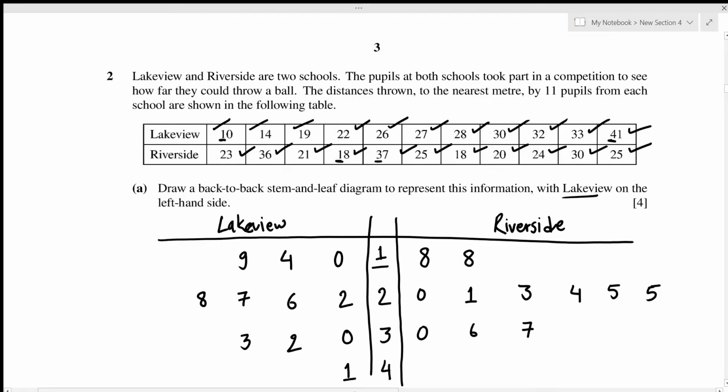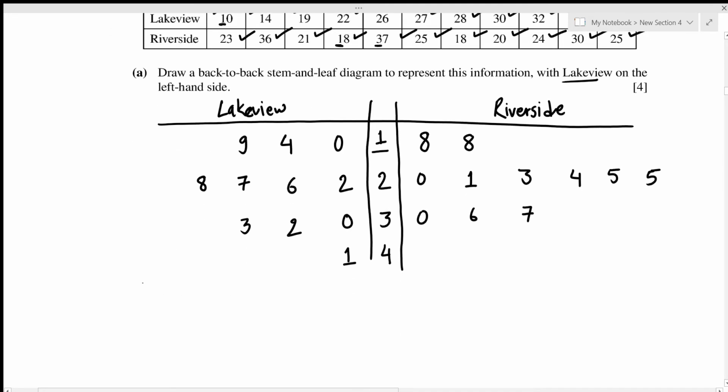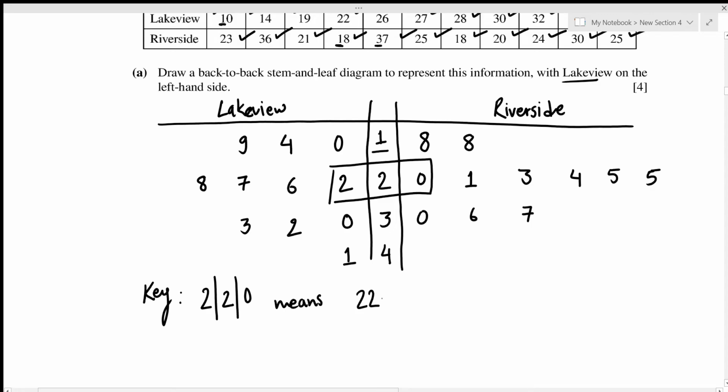Alright, but we should also include the key for the stem and leaf. So I am going to take this as my key. That's going to be 2, 2, 0. And this means 22 meters for Lakeview and 20 meters for Riverside.